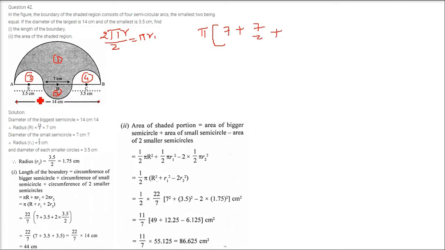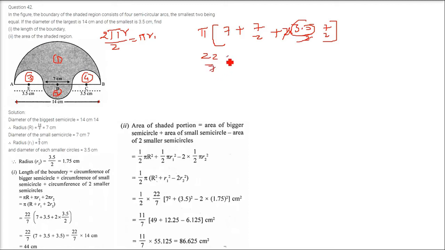3.5, what is the radius? 3.5 by 2. So 3.5 by 2 plus 3.5 by 2, that is, there are 3 and 4, so I'll just multiply this with 2. Okay, so this 3.5 can be written as 7 by 2. This is again 7 by 2 only. So 7 by 2 plus 7 by 2 is 7 only. 7 plus 7 is 14. So what do you get? 14 pi, 14 pi and 14 pi.